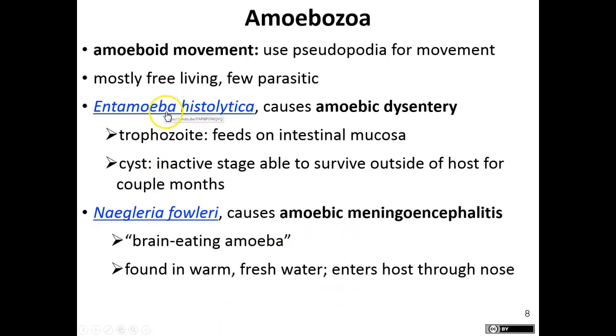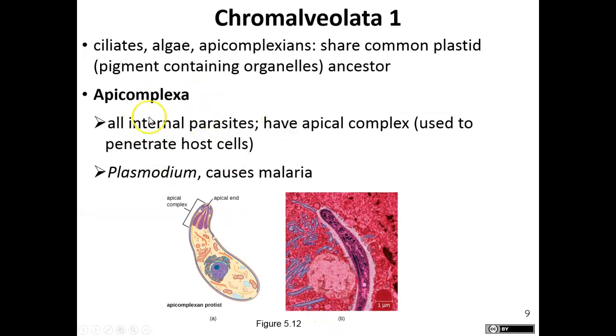Each of these does have a video associated with it, so you can watch them if you'd like. It gives you a little more information.